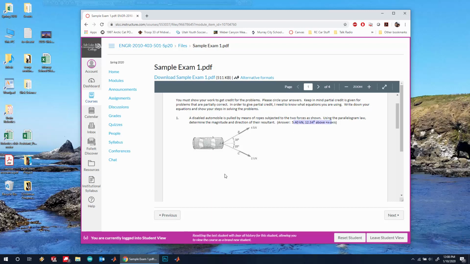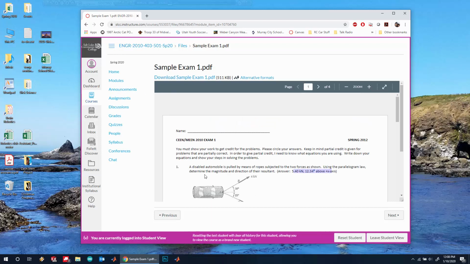So big picture, the way this class is set up is you have the homework problems. For the homework problems, you have unlimited time, you have access to the answers, you've got just time to do it right. Then you have the quizzes.